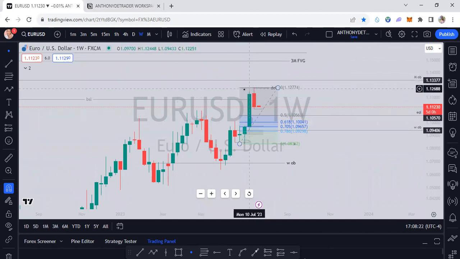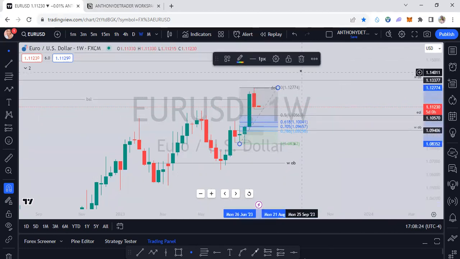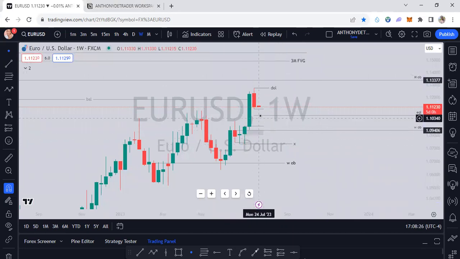1.10570 is the equilibrium of the recent price leg. So I'm actually expecting price to trade into this equilibrium and possibly into discount. From this equilibrium point to this place I marked X is the discount, and from here to here is premium. And it's best to buy at the discount and sell at premium. So I'm actually expecting price to trade into this discount level, and we'll be taking price up.